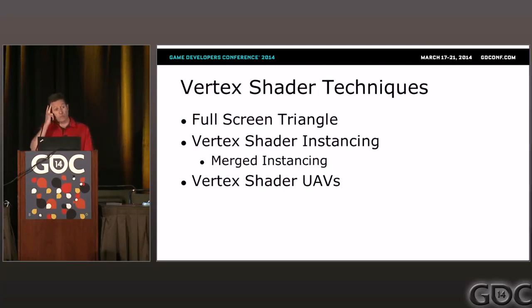So now I'm going to go over some specific techniques. I'll start with something really simple, which is a full screen triangle, and then something more complex with vertex shader instancing. I'll also talk about merge instancing, which you may have heard of, and then finally talk about using UAVs in the vertex shader.